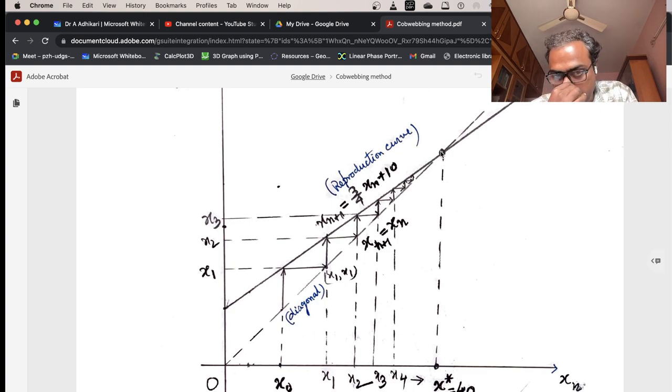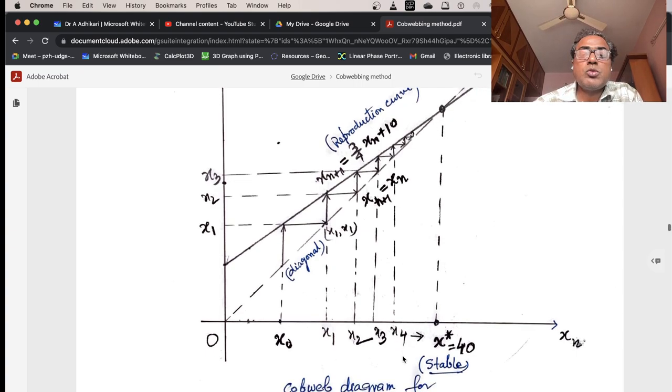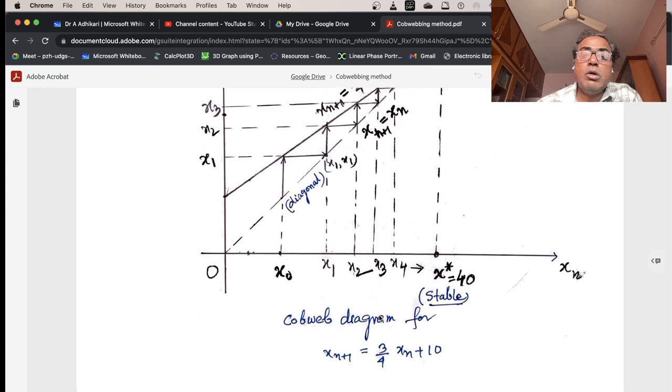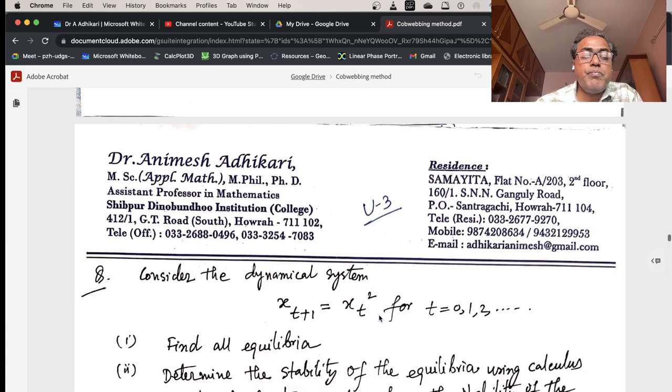And obviously by the cobweb diagram, if the initial x is here, x0, we go up to the reproduction curve, then horizontally to the diagonal, then vertically to the reproduction curve, horizontal, vertical, and so on. So we go to the equilibrium point, this intersecting point. So the solutions x1, x2, x3, x4 converge to the equilibrium point x star. So x star equal to 40 is a stable equilibrium point.